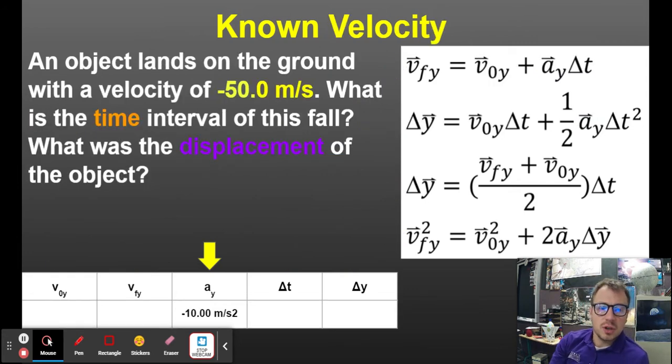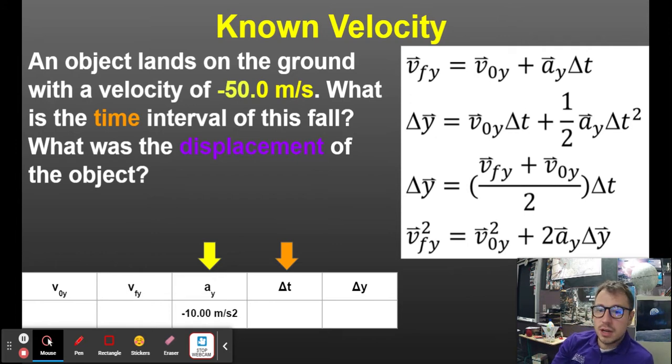So now here's another question that we can ask. A known velocity problem. An object lands on the ground with a velocity of negative 50 meters per second. What is the time interval of this fall? What was the displacement of the object? Okay, let's ask ourselves those questions. What's the first thing it's asking us to find? It's asking us to find that time interval, the delta t.